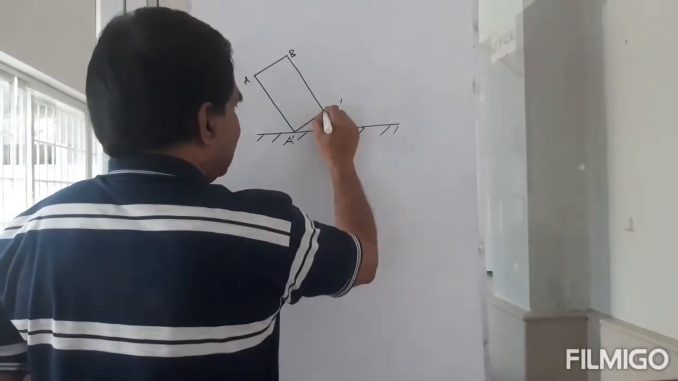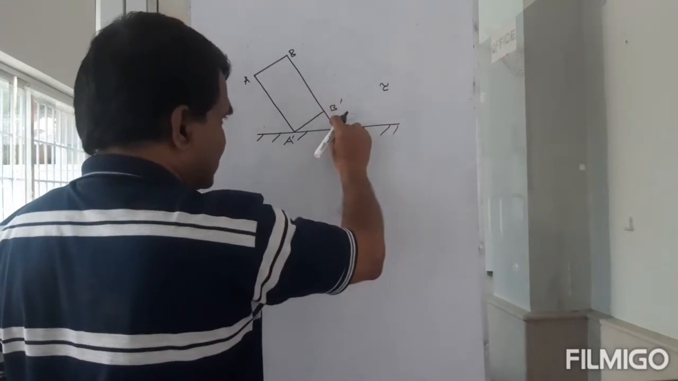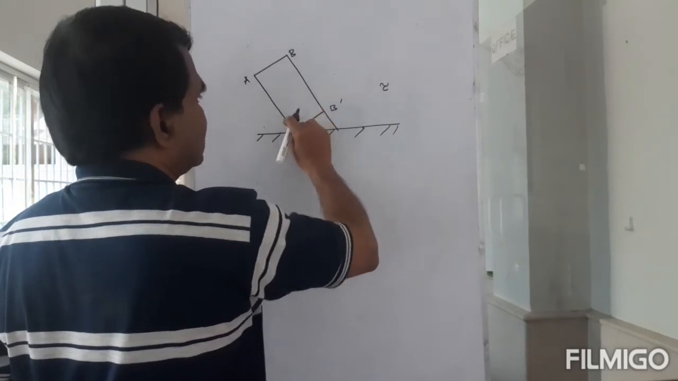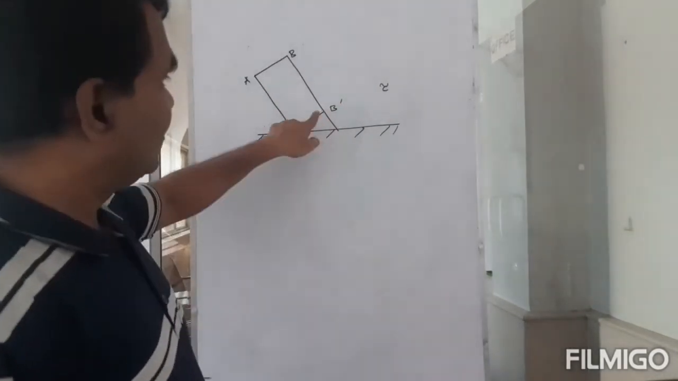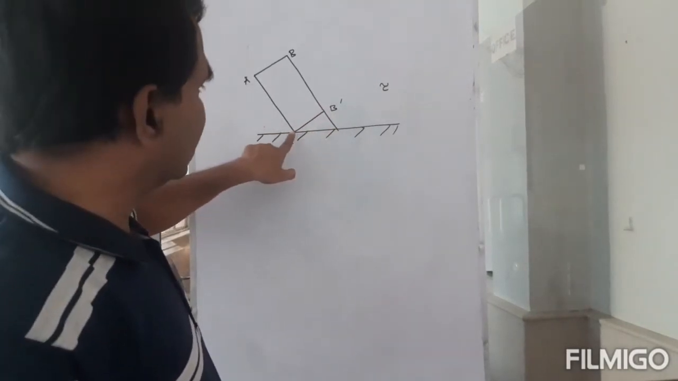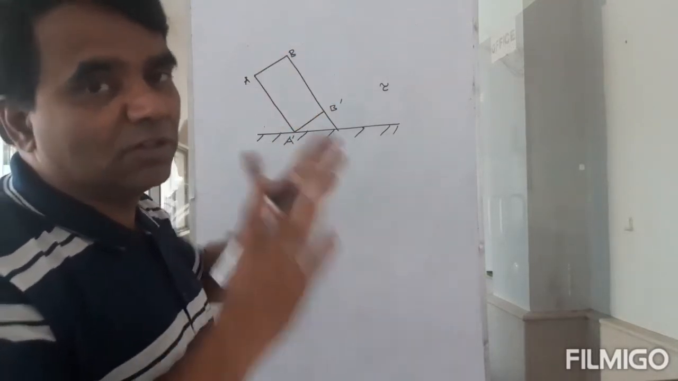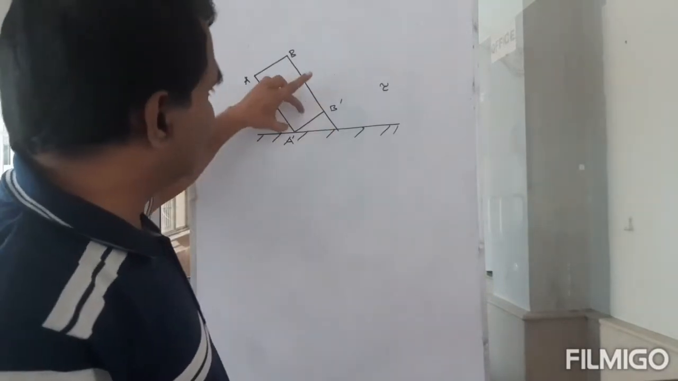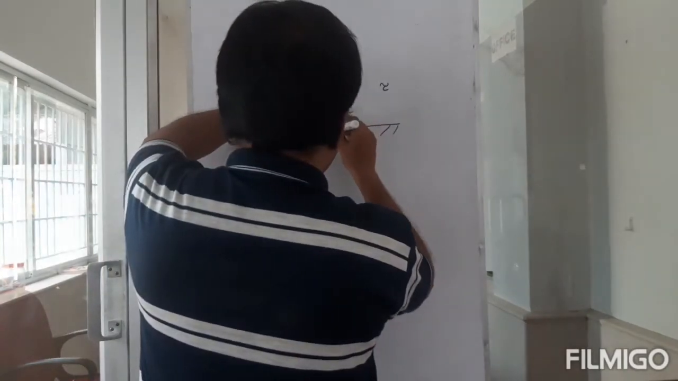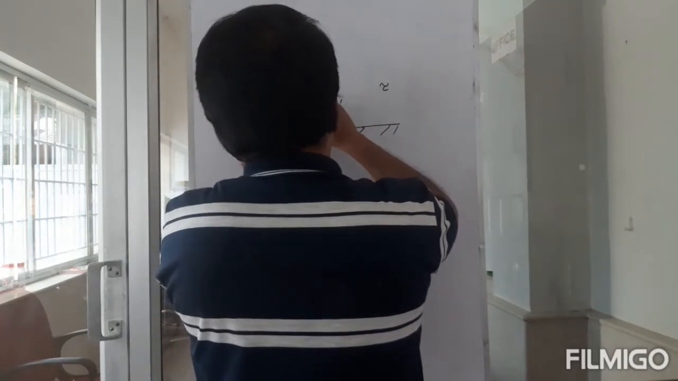So if it takes 2 seconds for B dash to reach this position, then A dash will also travel the same distance after reflection, because B is going to the surface and A dash is going away from the surface in the same medium. So the speeds will not change and this length must be equal to this length. Right? So what I'm going to do is, if I take this as the length, then I put it here.